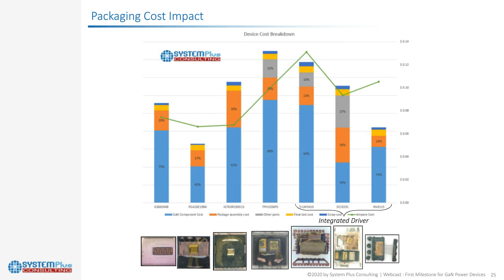So what I'm saying is that the packaging also has an impact on the final cost of the device. In this slide, you see an analysis of this impact. The first three devices that I show here are enhancement mode devices in mainly standard packaging. Actually, the first one is not really standard, it's a PCB embedded device from GaN Systems, and then you have the two solutions with standard packaging and a single die without driver.